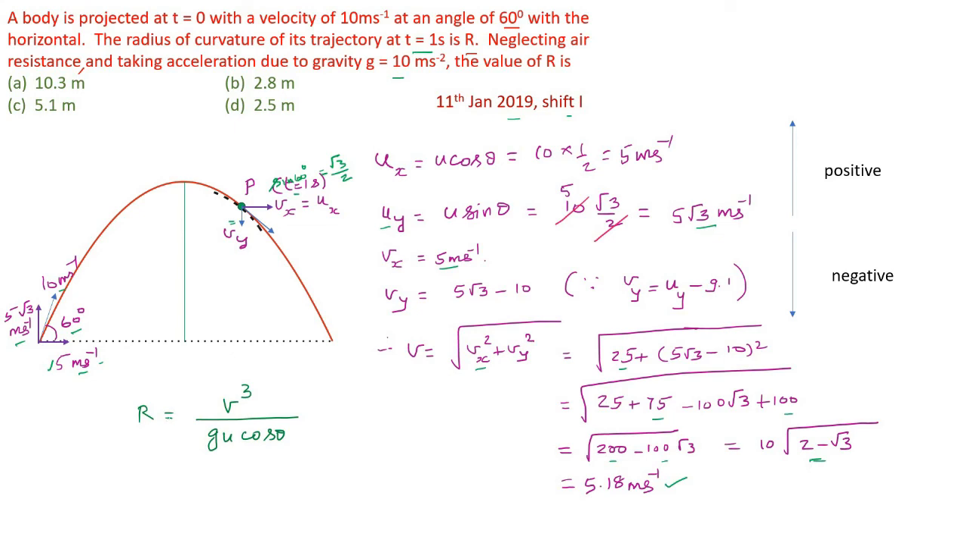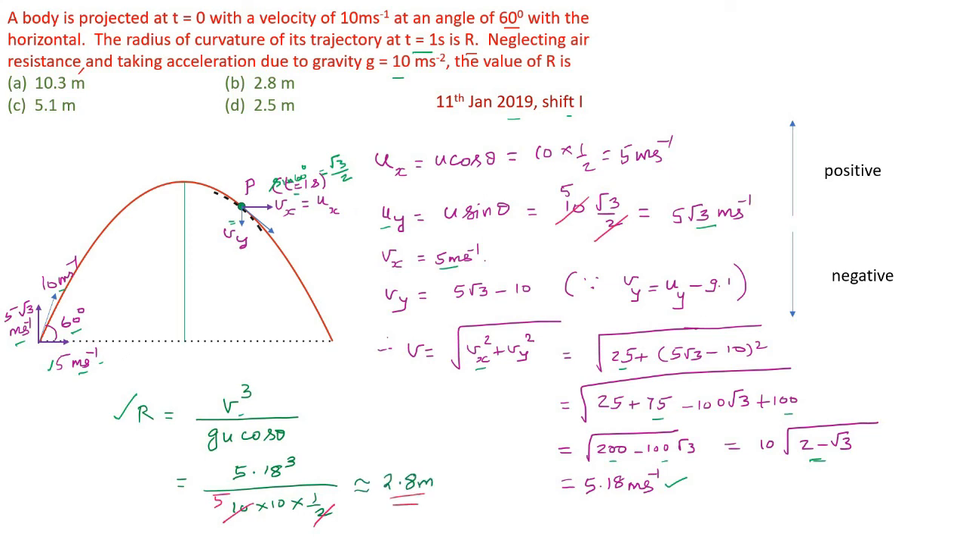So r is equal to, that's what we want, r is equal to v cube by g u cos theta. This one we have already proved in one of our earlier videos. You can refer to it. So r is equal to v cube by g u cos theta. V is 5.18, g is 10, u again 10, cos theta, theta is 60. So substitute the values. It is simply 5.18 cube by 5 into 10, which is 50.